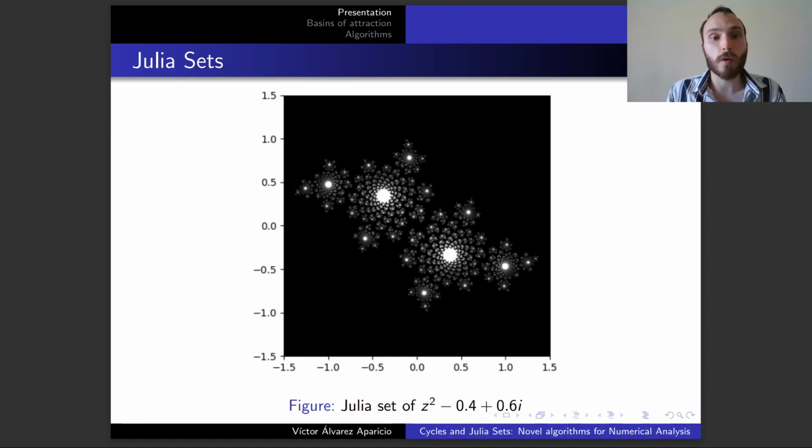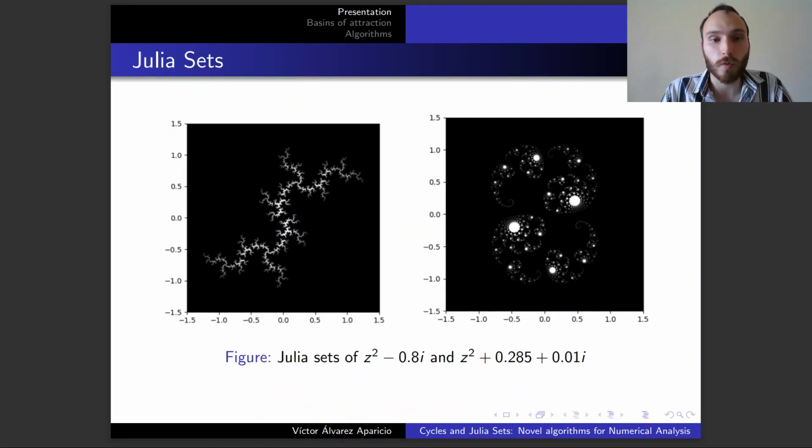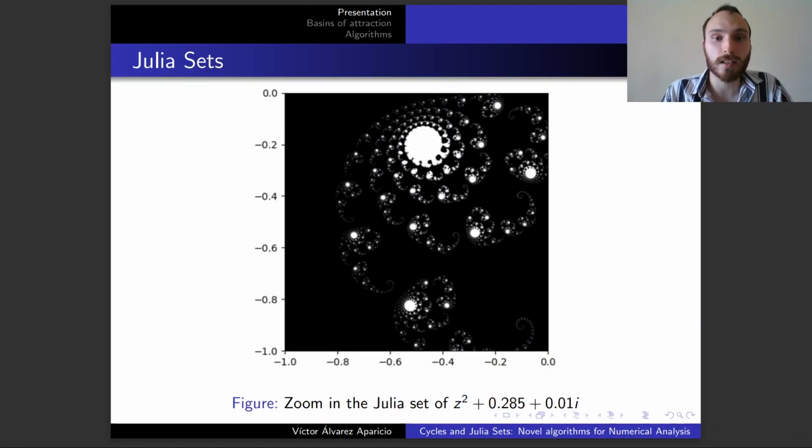The white points are what we call the Julia set of this polynomial, or more precisely, the Julia set is the boundary of this white region. We can zoom in on this graphic to appreciate the complex fractal pattern it presents. Here are a few more examples of these Julia sets of different rational maps. We can also zoom in on these graphics to have a look at the surprising beauty that arises in the behavior of these polynomials under iteration.